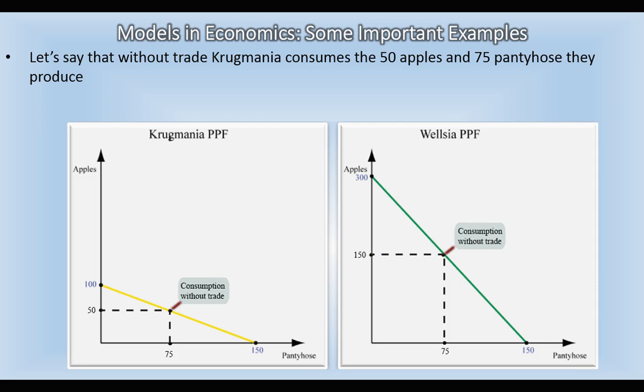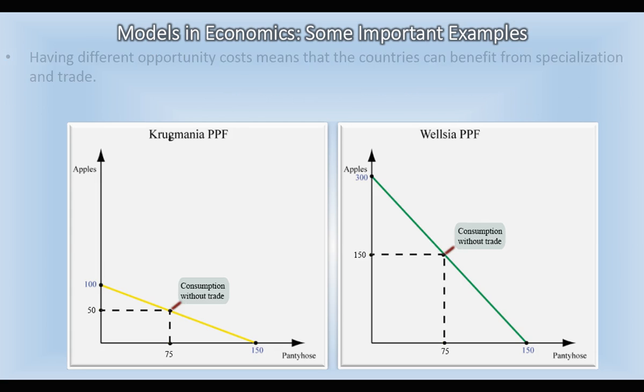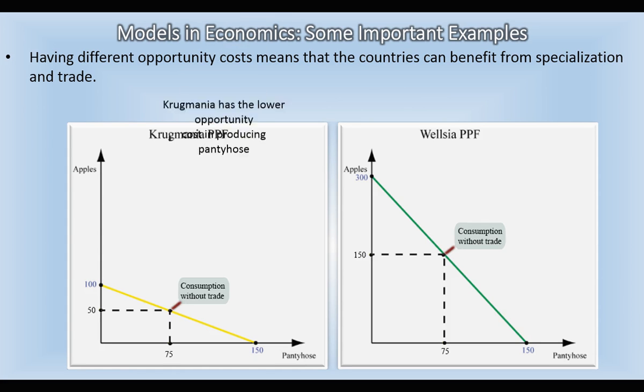And this is without trade, so they're not trading yet. They're just based on what they can produce and their own production possibility frontier. That's what they're consuming. Again, 50 apples and 75 pantyhose. Similarly, without trade, Wellesley can consume 150 apples and 75 pantyhose. So having different opportunity costs, again, means that countries can benefit from specialization and trade. If there is comparative advantage, that means that gains from trade can be had.